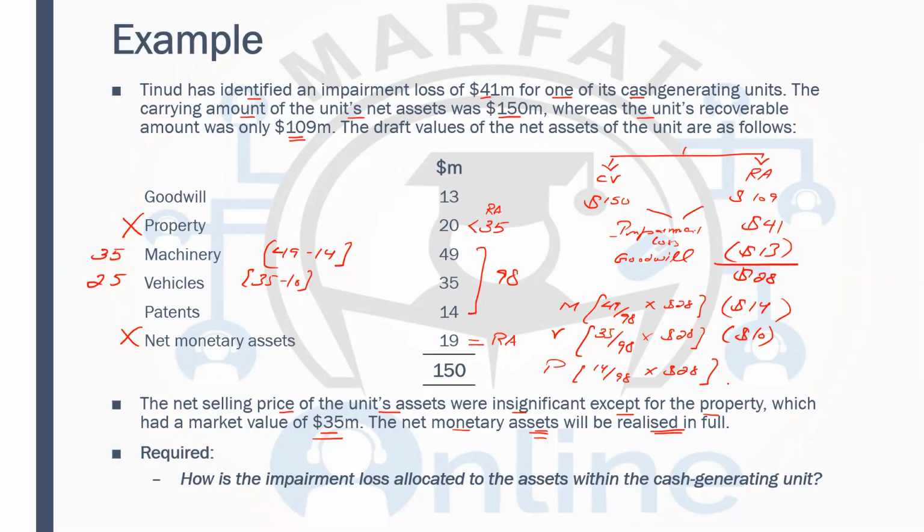And then similarly, you have the patent, which is 14 divided by 98 into 28. It is going to give you 4, obviously, because the total impairment is 28. So now the patent will be 14 minus 4. It will be recorded at $10. So if you total these assets, 35 plus 25 plus 10, it is going to give you 70. So this is how we are going to record the impairment.